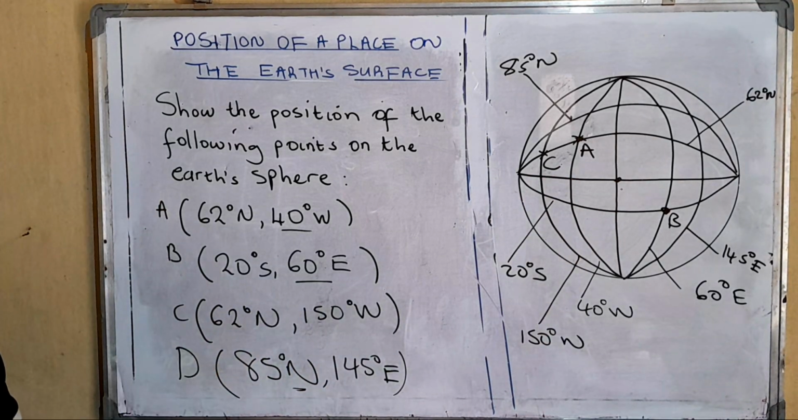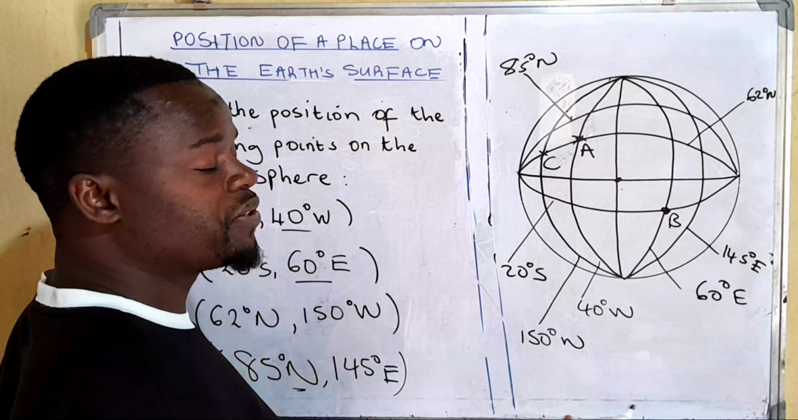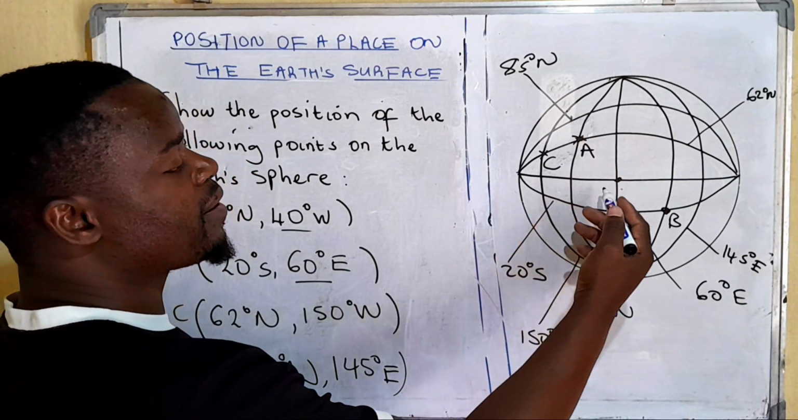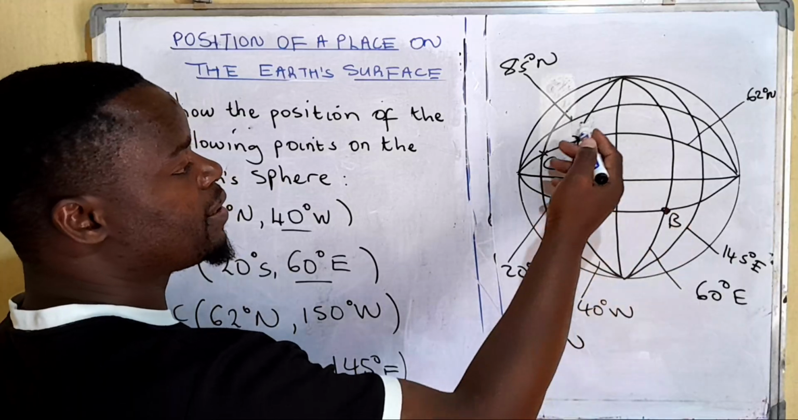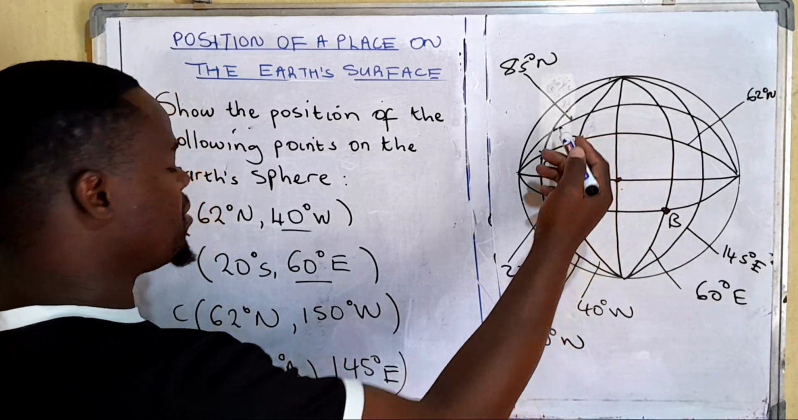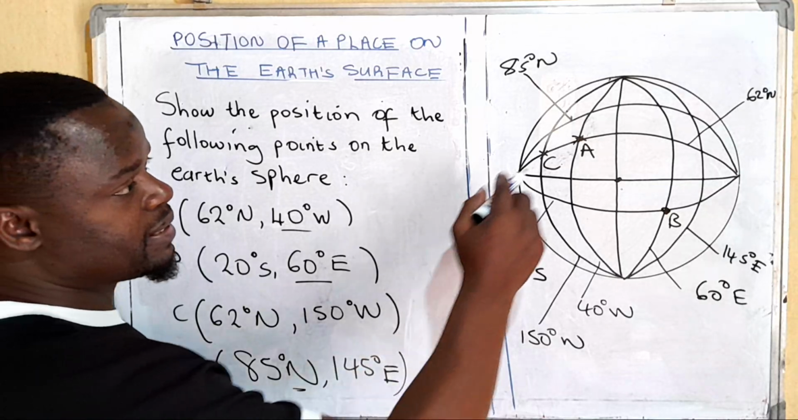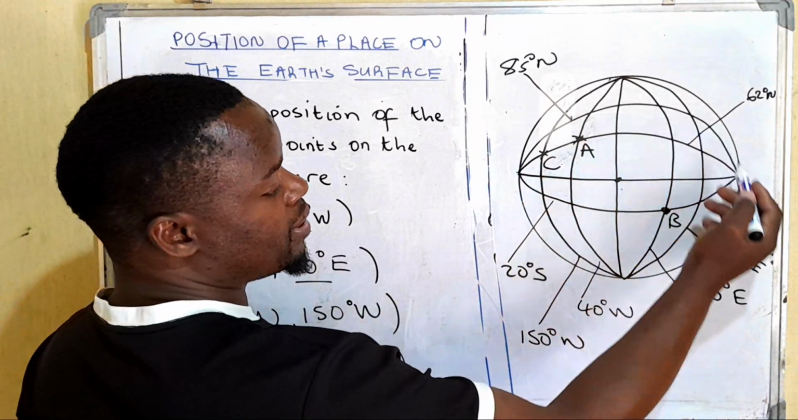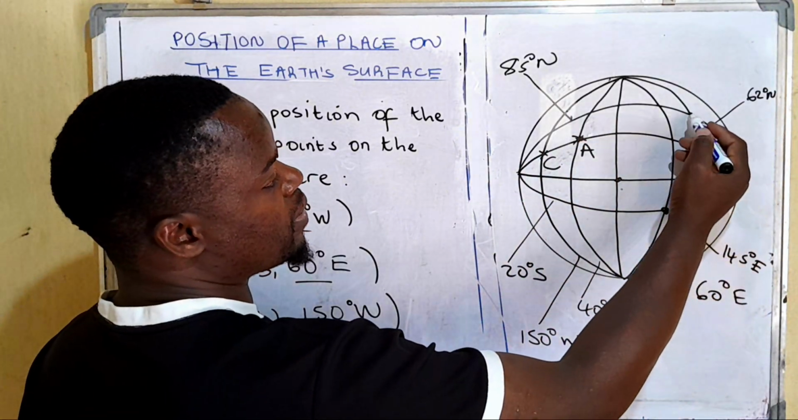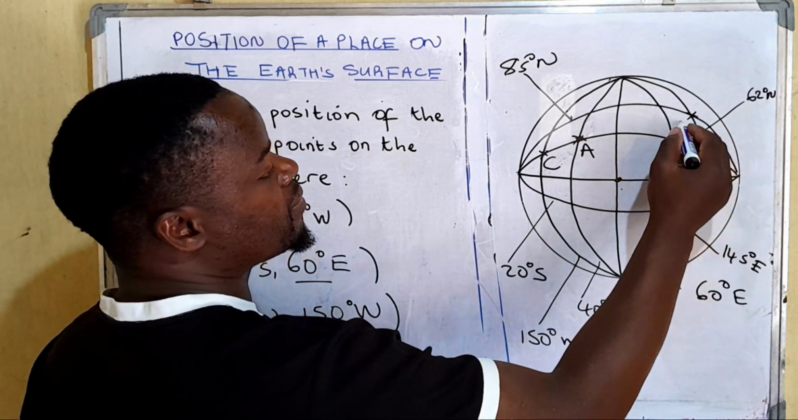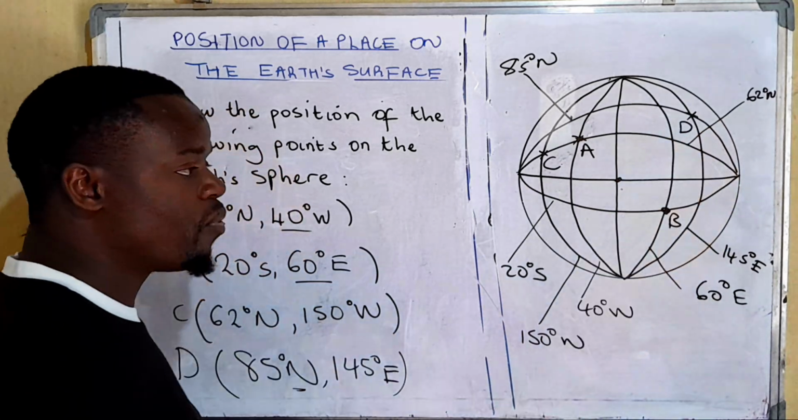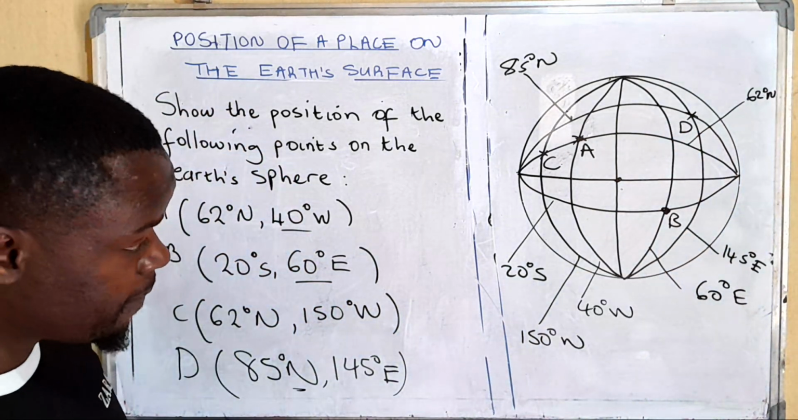How about point D? Point D is sitting on 85 degrees north. We shift and look at the latitude, which is farther from the equator. That is 85 degrees north. And where at is it? 145 degrees east. 85 is this one, then 145 is this one. Where they're meeting from, that's where the point is located.